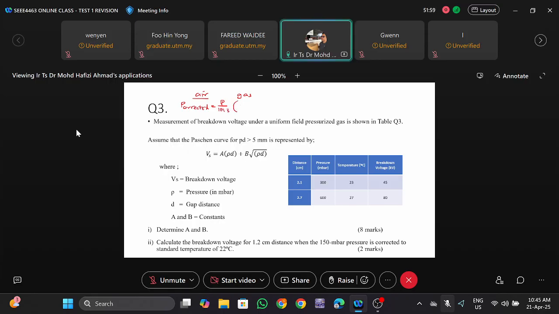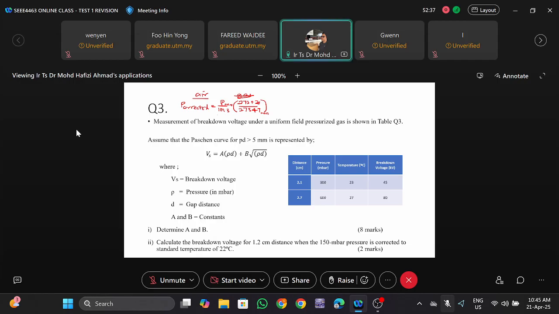And the temperature you must also correct: 273 plus 20 degrees on top, and on the bottom 273 plus the temperature given, I mean the measured temperature. This is also the measured pressure. So this is for air. For air, you must correct the pressure by dividing by 1013.